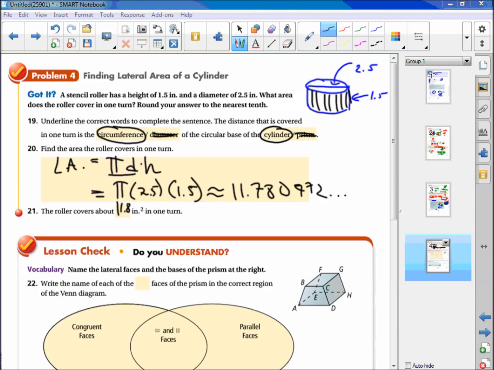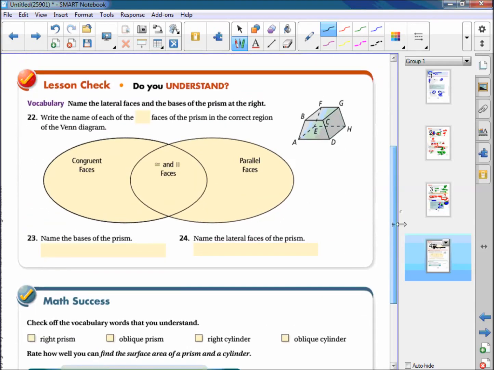Okay, lastly, we have a lesson check, which tries to do a better job of telling you what a prism is like. So remember, a prism is created from having two parallel congruent faces, and then rectangles all the way around connecting them. In this case, we have a trapezoidal prism, because we have a trapezoid on the top and bottom that are parallel and congruent to each other, and then rectangles all the way around.